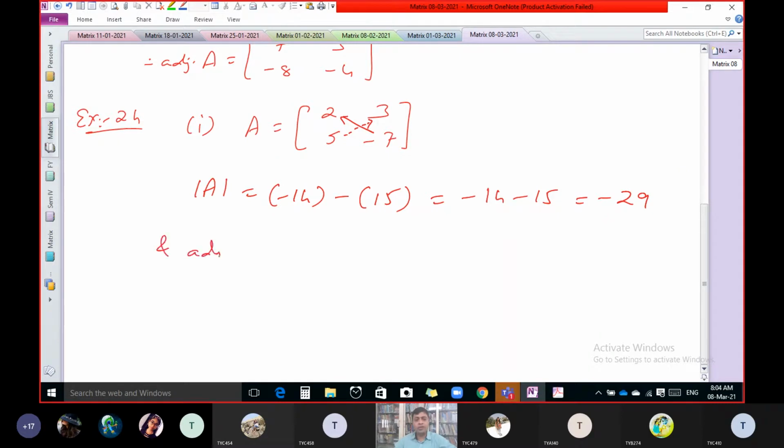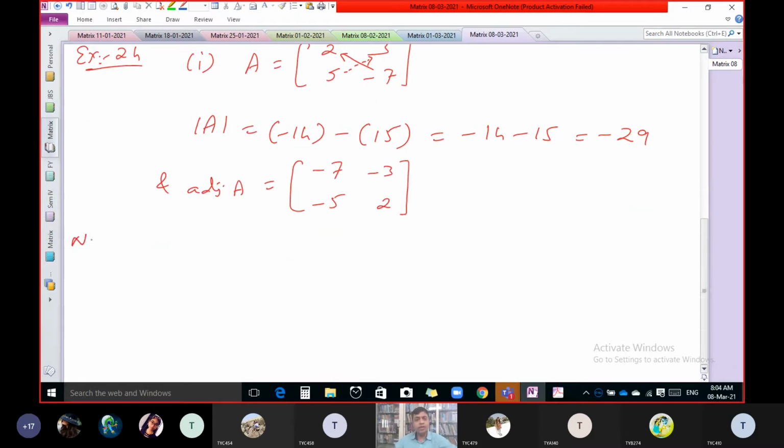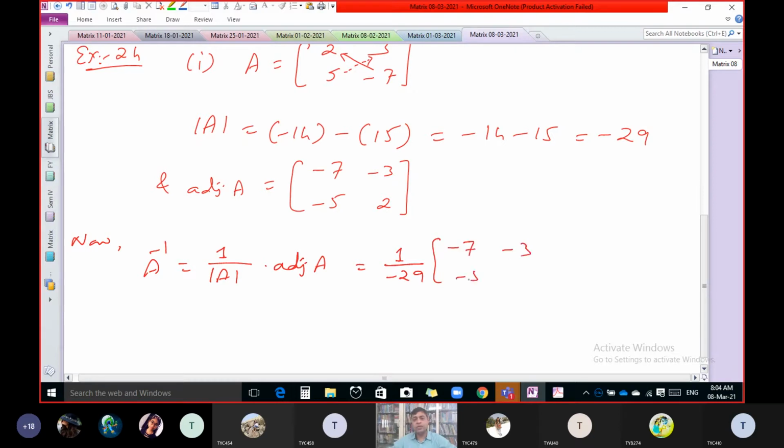And adjoint of A. In the adjoint of A, we have to interchange these. So in place of 2, we write minus 7, and in place of minus 7, 2. And change the sign, so we get here 3 and here we get minus 5. Okay, so this is the adjoint of A. Now the inverse of the matrix. A inverse, the formula of that is 1 upon determinant of A into adjoint of A. 1 upon minus 29 into the adjoint of A, that is minus 7, 3, minus 5 and 2, and this is our final answer.